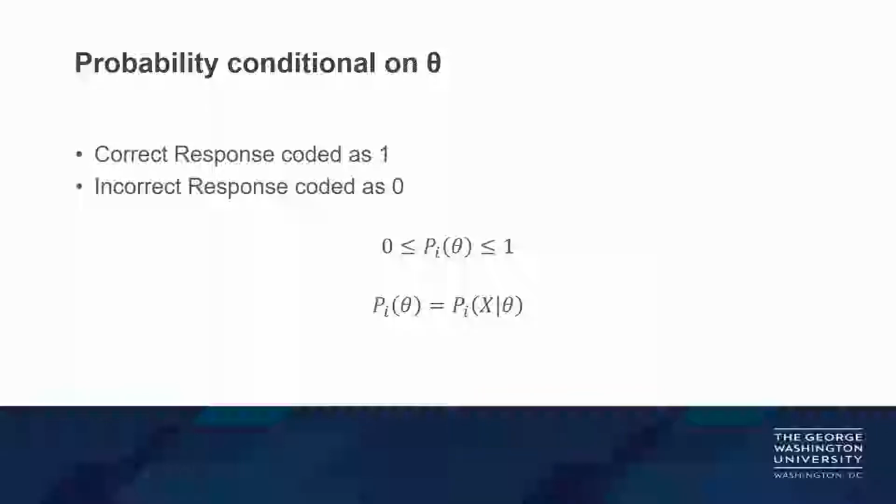Probabilities that are conditional on theta. When we discuss probabilities, we're usually discussing the probability that someone gets an item correct. So correct is coded as 1 and incorrect is coded as 0. Here we see that 0 is less than or equal to P(theta), which is less than or equal to 1, and we're going to discuss P(theta) as equal to the probability of your response conditional on theta.